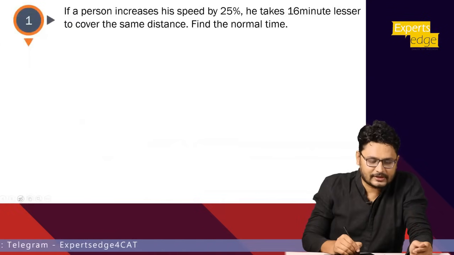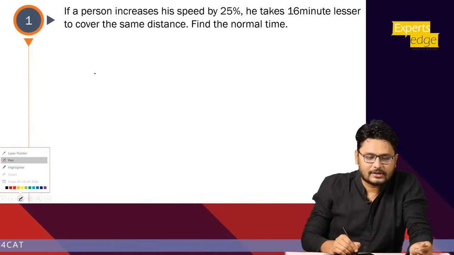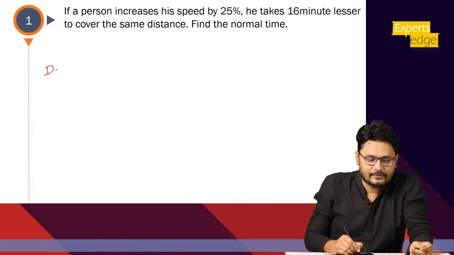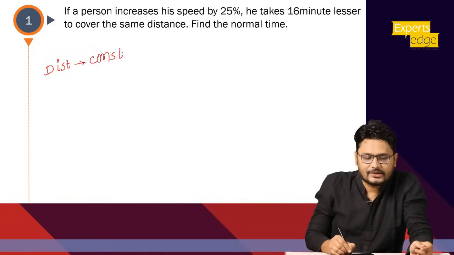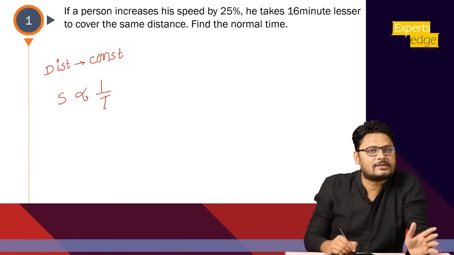is a very first and basic question. Now what happens whenever a distance is constant? What is the relation between the rest of the two, that is speed and time? Speed and time will be inversely proportional. So please remember, more the speed, less the time, and vice versa. This will only happen when distance is constant.